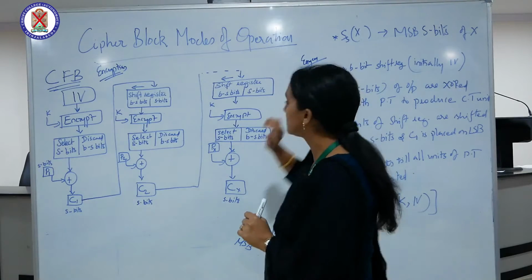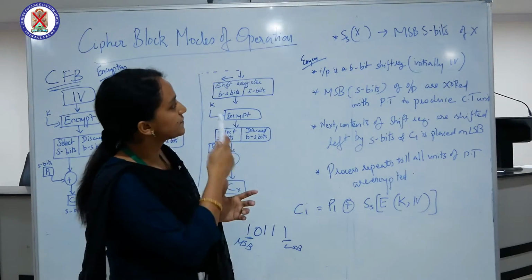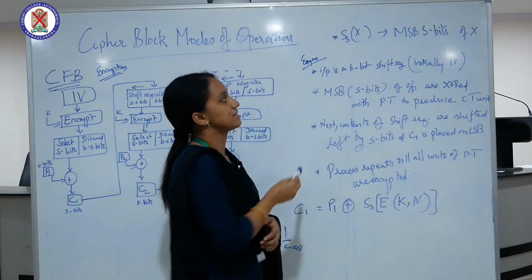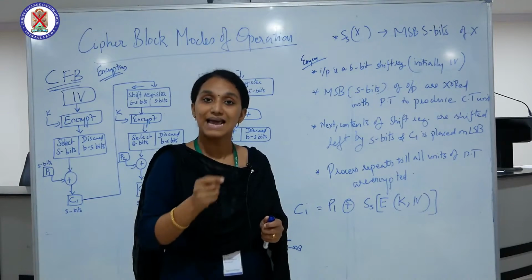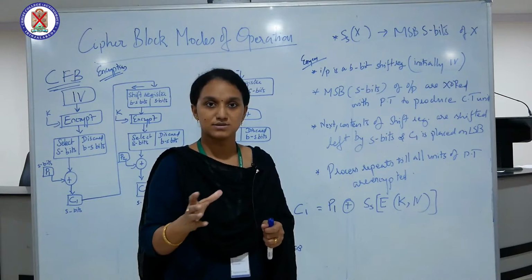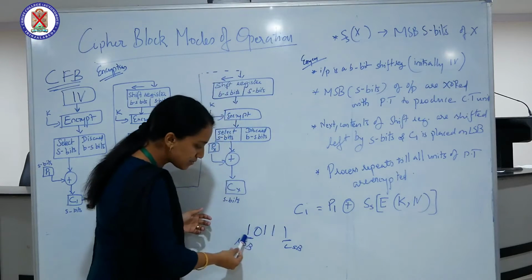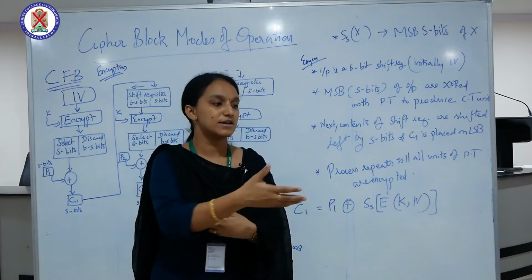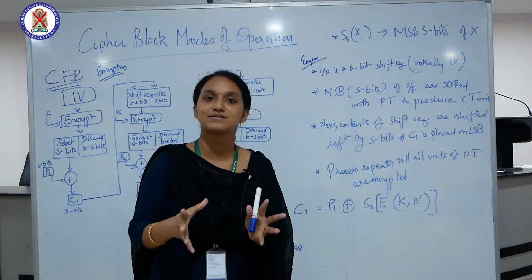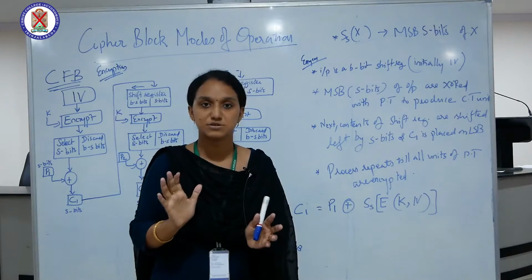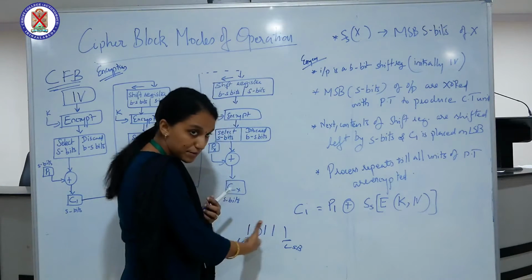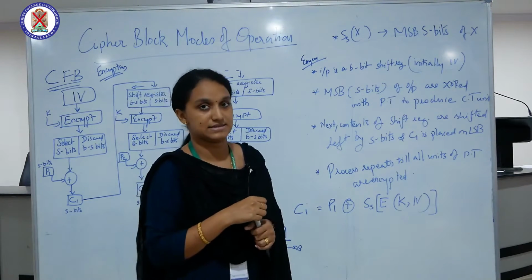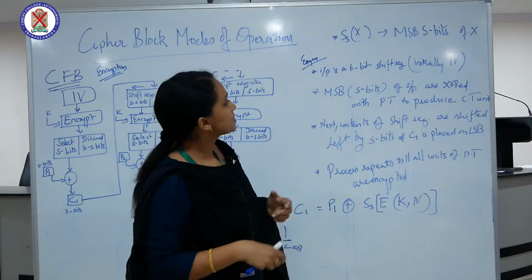Clear? So let me just conclude what I have said. The first point I have written is, let SS of X, which you have been seeing, be nothing but the MSB S bits of the plain text X. So you have the plain text and the MSB S bits. If I say the standard S is 8 bits, let's assume, in your prescribed text you have been seeing the standard size for a small s is 8 bits. So the MSB part, the MSB 8 bits, that value will be SS of X. Clear?